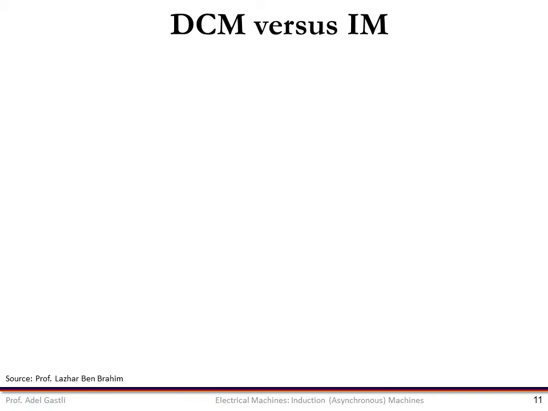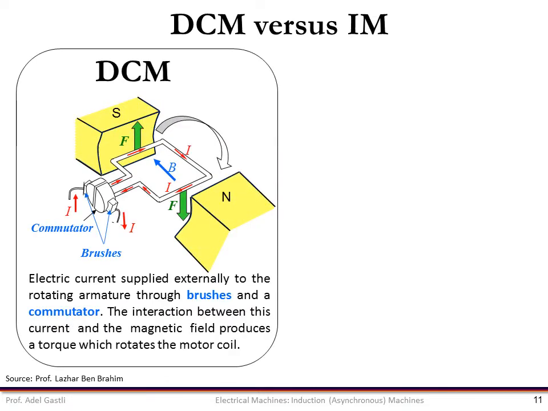Let us make a short comparison between the DC motor that we studied in the previous chapter and the induction motor. In DC motors, an electric current is supplied externally to the rotating armature through brushes and commutator. The interaction between this current and the magnetic field that is produced by the field winding on the stator produces a torque which rotates the motor armature coils.